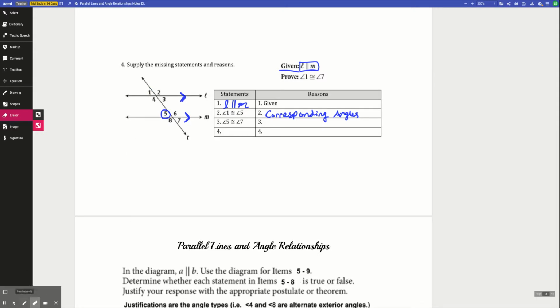Okay, so let me do some erasing here. Angle 5 is congruent to angle 7. So again, I want to ask myself, what's the angle relationship? How do I know that? Well, angle 5 and angle 7 are vertical angles, and we know that all vertical angles are congruent. Okay, so vertical angles would be your reason here.